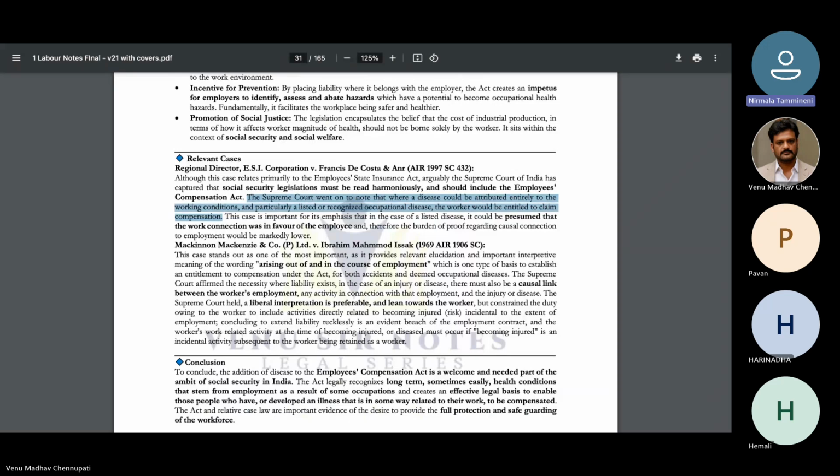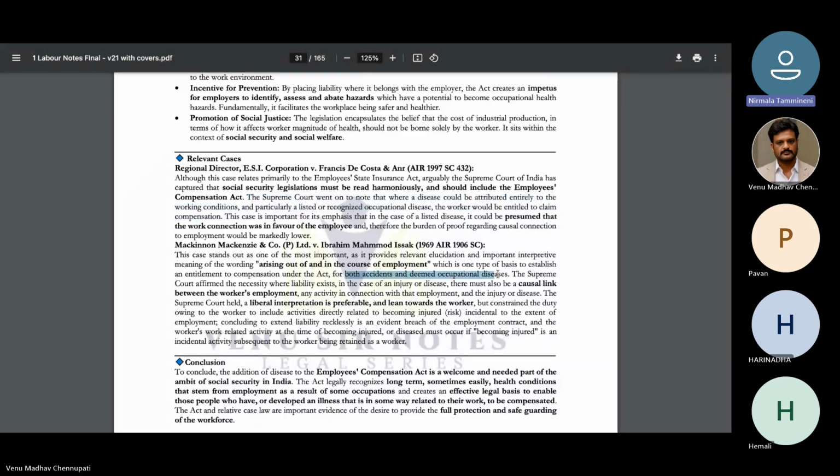McKinnon McKenzie and Company Private Limited versus Ibrahim Mohammed Isaac. The case stands out as one of the most important as it provides relevant elucidation and important interpretative meaning of the wording arising out of and in the course of employment. It's arising from being in employment and during the course of employment, which is one type of basis to establish an entitlement to compensation under the Act for both accidents and deemed occupational diseases.